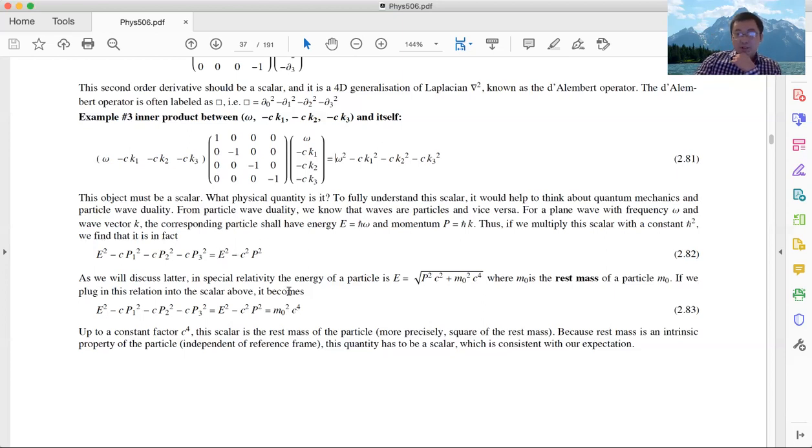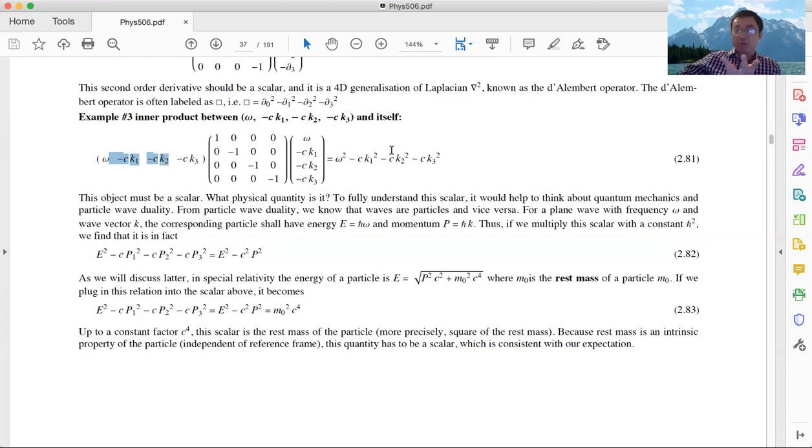So this object is actually rest mass multiplied by some physics constant, the speed of light. So the bottom line: the inner product of the frequency wave vector, the 4D vector, with itself gives us a rest mass, and the rest mass is a scalar. Actually, more precisely, it's rest mass multiplied by some physics constant like the speed of light and Planck constant. Rest mass is a scalar. Physics constants like Planck constant and speed of light are also fundamental, also scalar.